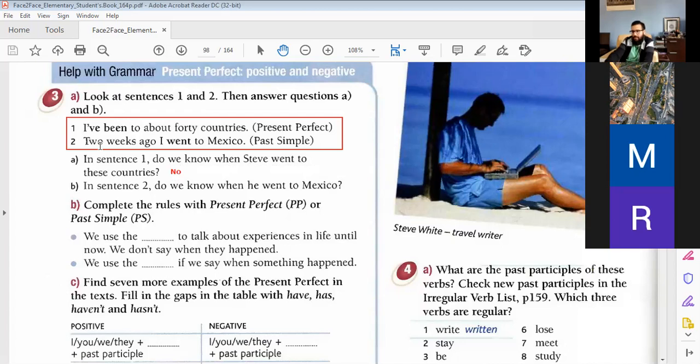Okay, what about sentence number 2? 2 weeks ago, I went to Mexico. Do we know when he went to Mexico? Yes. You know, 2 weeks ago. Yes, so we know when he went to Mexico.